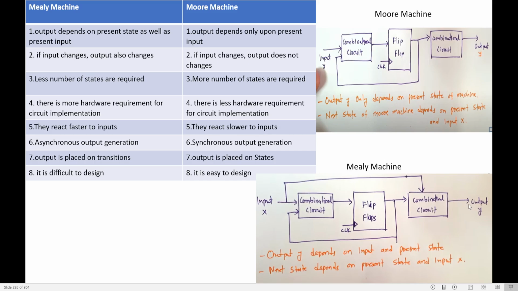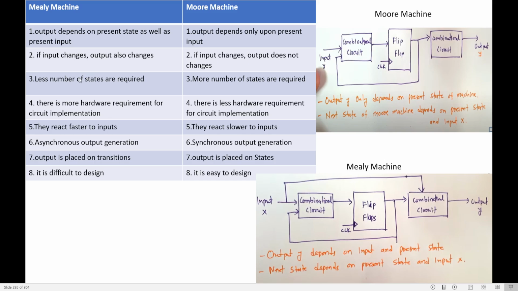If the input changes, output changes, because the output depends not only on the present state but also on the input. Whereas in Moore, if input changes, output does not change, because here the circuit input is not connected. Now, Mealy means less number of states, Moore means more number of states. Moore machine, more number of states; Mealy machine, less number of states.